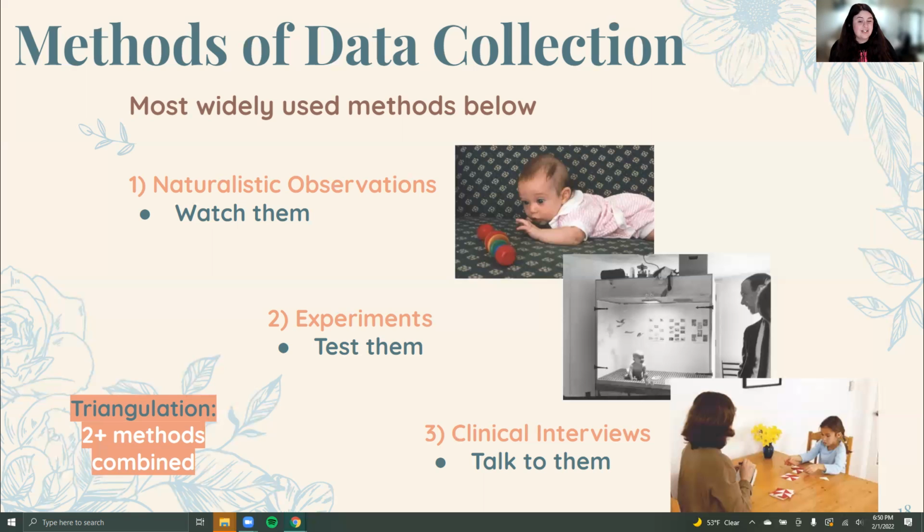Also, how things are phrased in an interview can influence a child's response. So we have to be very careful to keep things open-ended and avoid any biased phrasing, especially with children, who are very susceptible to those kinds of things. So that's an overview of the methods of how we can collect data. And triangulation is just two or more methods combined. I just put that there so you know. Sometimes these will be combined in research.